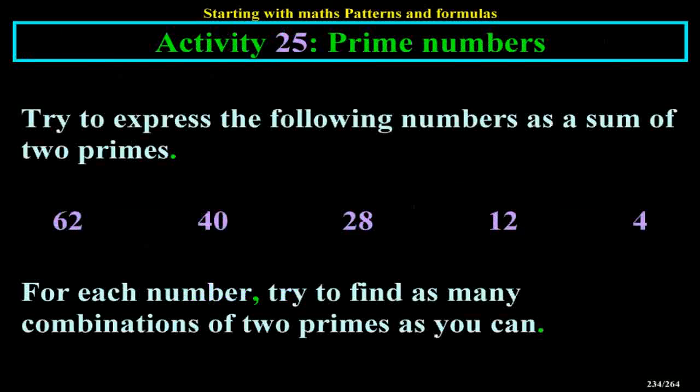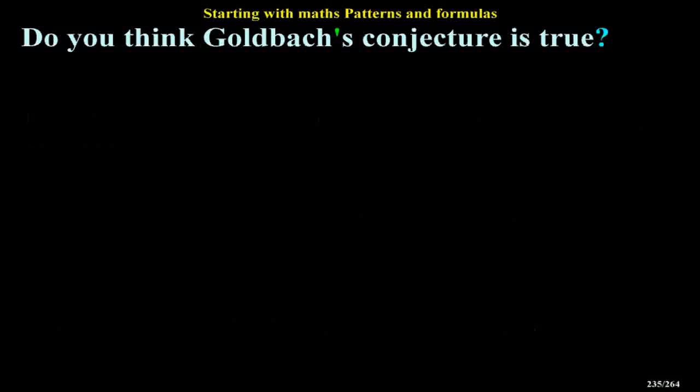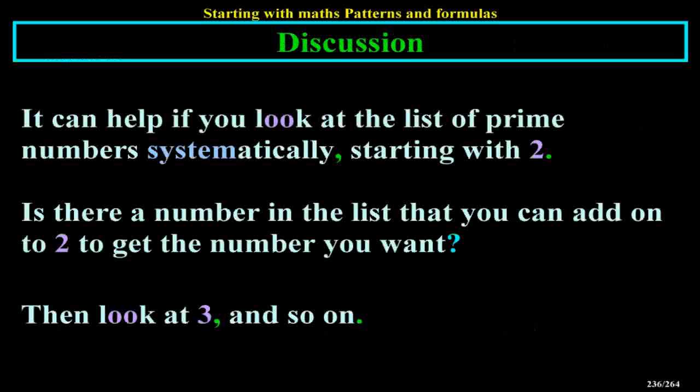Activity 25. Prime numbers. Try to express the following numbers as a sum of two primes: 62, 40, 28, 12, 4. For each number, try to find as many combinations of two primes as you can. Do you think Goldbach's conjecture is true?